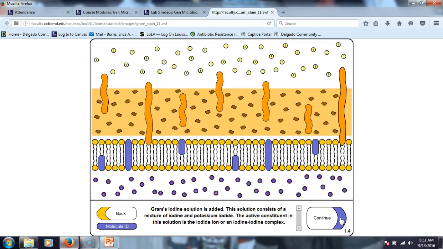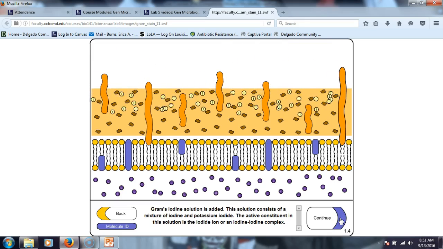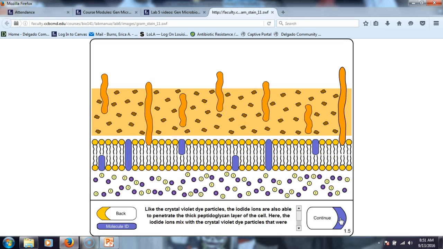Then we're going to add iodine, which, if you know from biology class, also complexes with starches and turns black, so our slides may look a little black. Don't panic. It's okay. So that's going to go inside, and it's going to complex with the crystal violet, right? So we get that larger molecule.